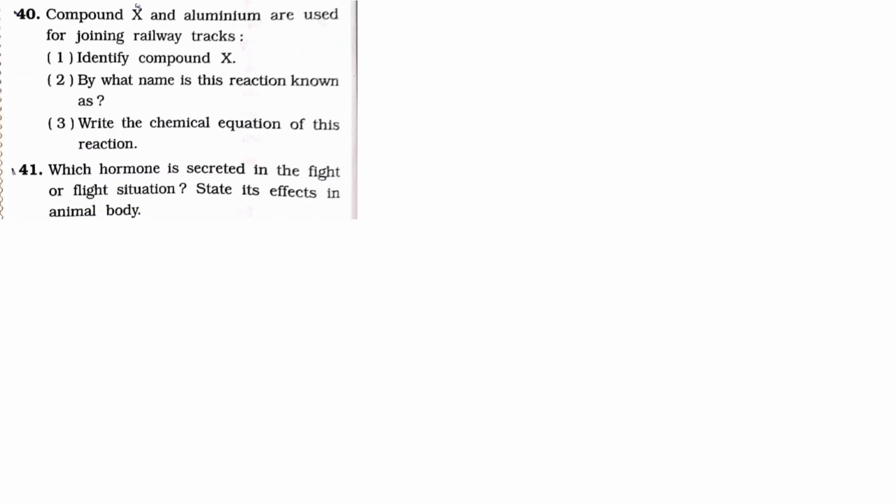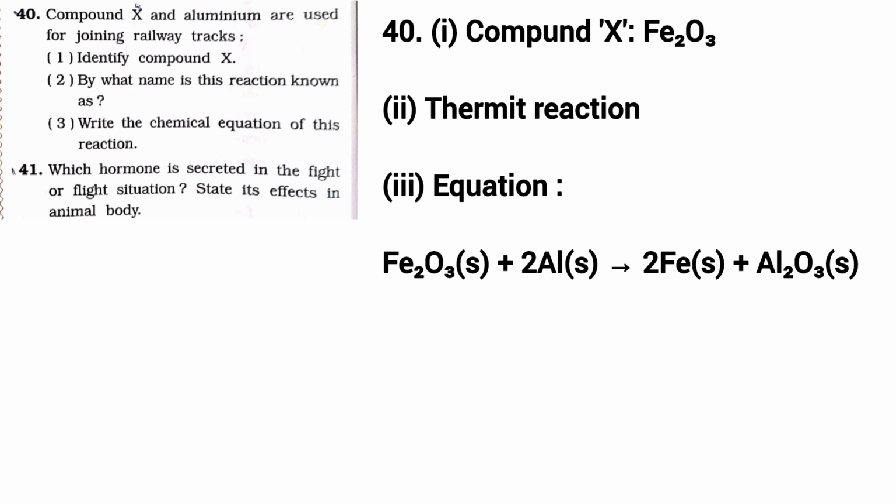Question number 40. Compound X and aluminium are used for joining railway tracks. Number 1. Identify the compound. Answer. Compound X is Fe2O3. Number 2. By what name is this reaction known? Answer: the thermit reaction. Number 3. Write the chemical equation of this reaction. Answer: Fe2O3 + 2Al gives 2Fe + Al2O3.